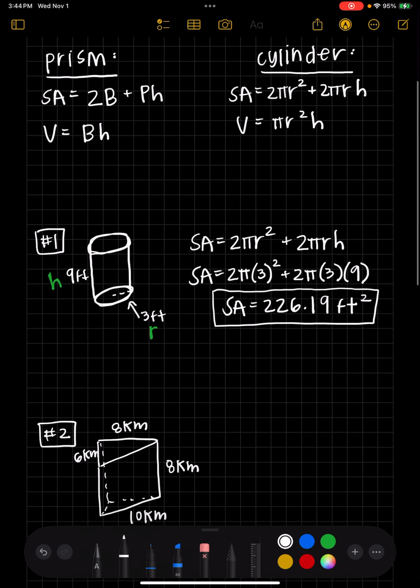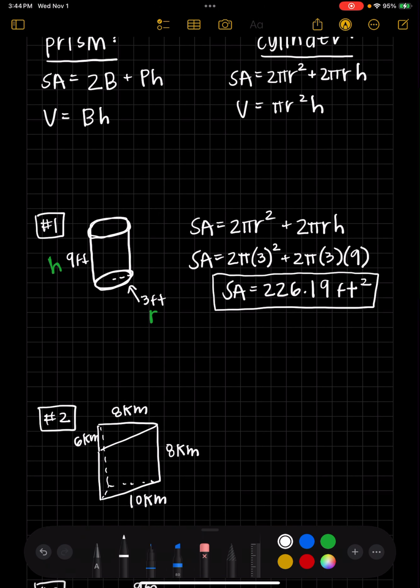Okay, now let's go to the next question. Example 2 is a triangular prism. I know it's a triangular prism because it has a triangle on the top and the bottom. The rest of the sides of the shape are rectangles. So this is considered a triangular prism, which means that when I find the area of the base and the perimeter of the base, I'm going to use that triangle. So let me write down the formula. The surface area is equal to 2 times the area of the base plus the perimeter of the base times the height.